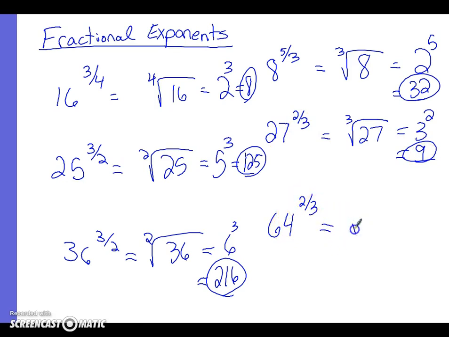64 to the 2/3 power. Well, again, the denominator is 3, so we're talking about the cube root of 64. Well, what is the cube root of 64? Well, that's 4. And then you're going to square that because of the top exponent, so 4 squared is 16. So 64 to the 2/3 power is 16. And again, you can check it on a calculator.